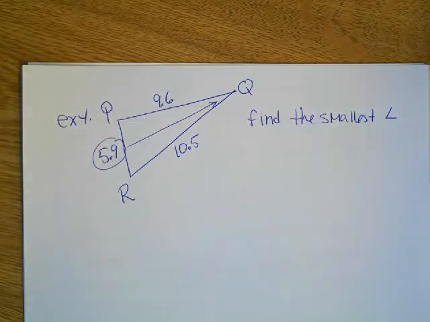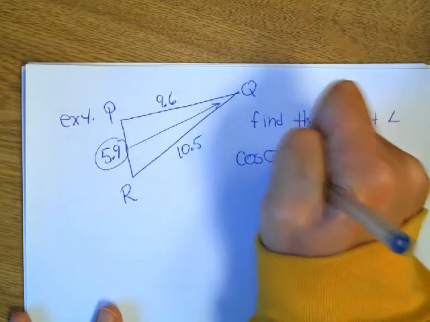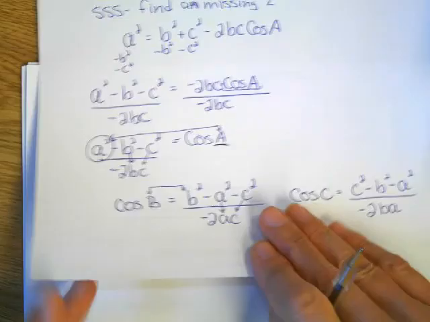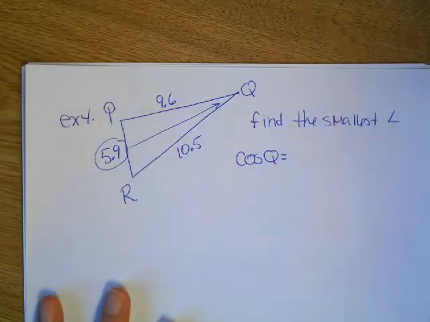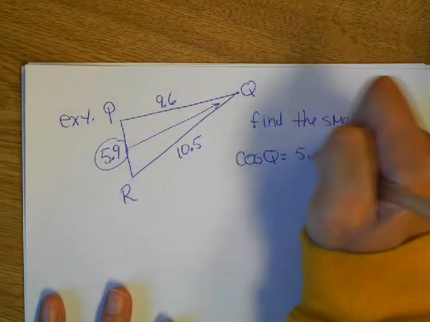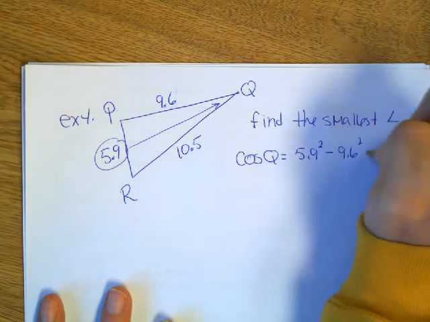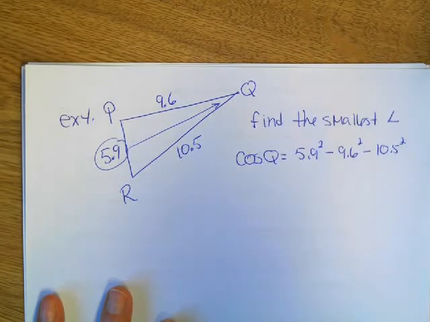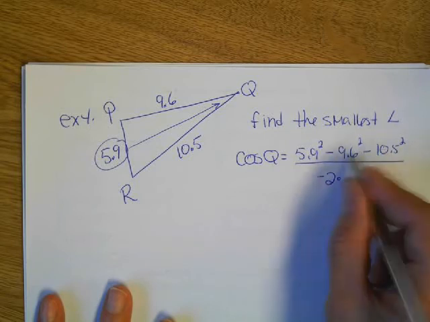Okay, so again, no law of sines, but we can do law of cosines. That is where we set up the cosine of the angle you want, in this case, Q. Now look for the pattern. If I want angle Q, I need side Q here, and then the other two. So side Q is the 5.9. The formula says subtract the other two now, and square them. Then in the denominator, there will be a negative 2 multiplied by the 2 that are subtracted.